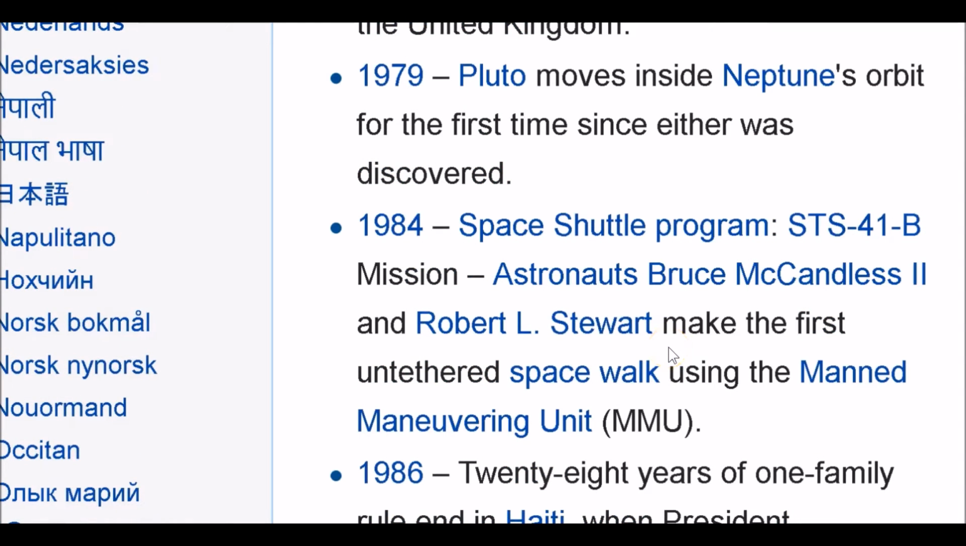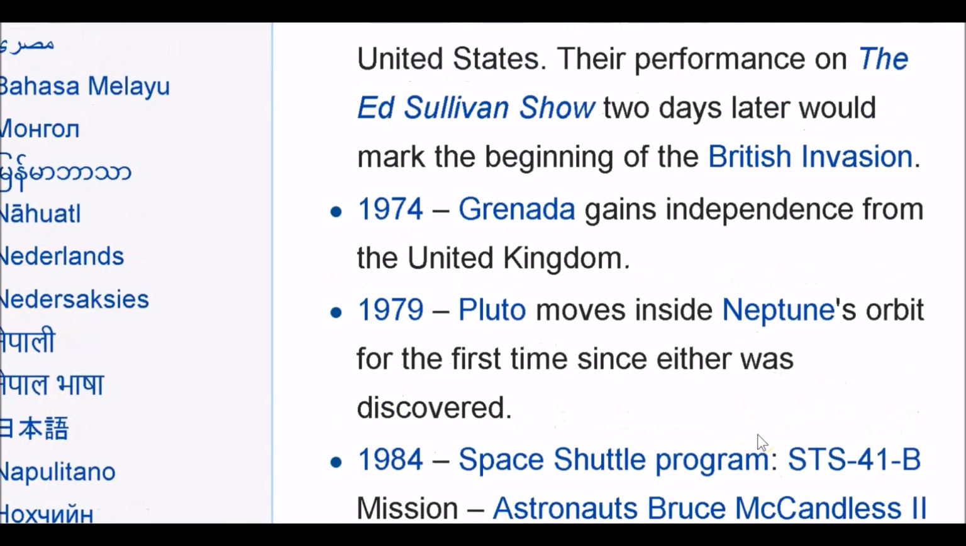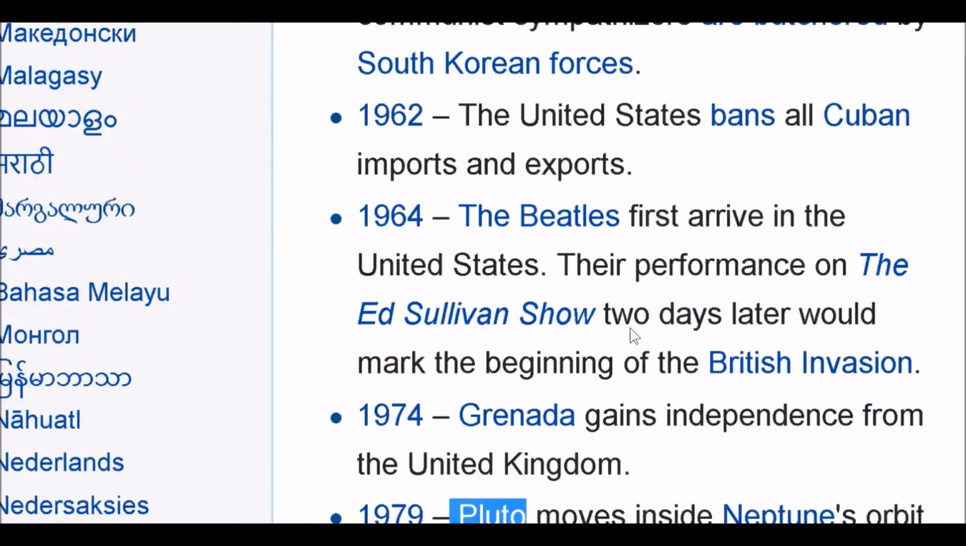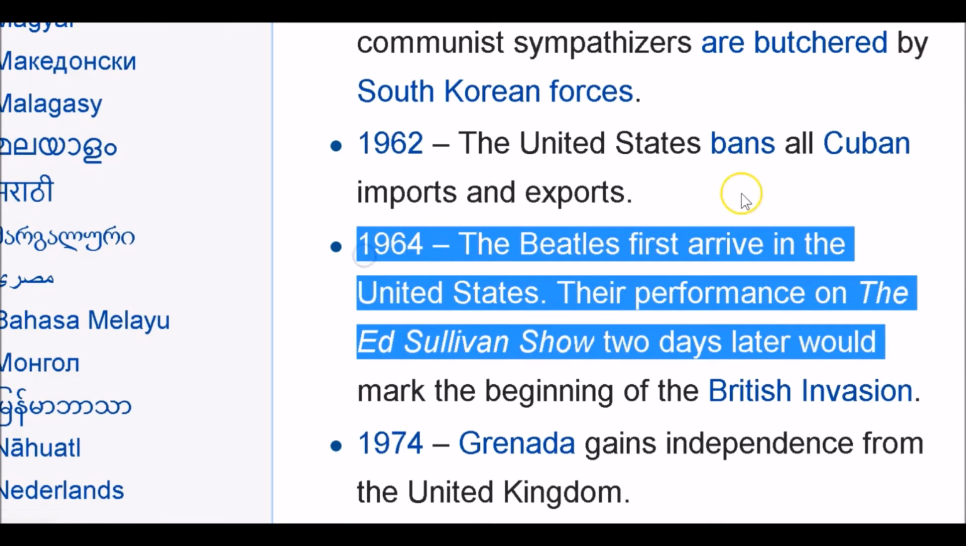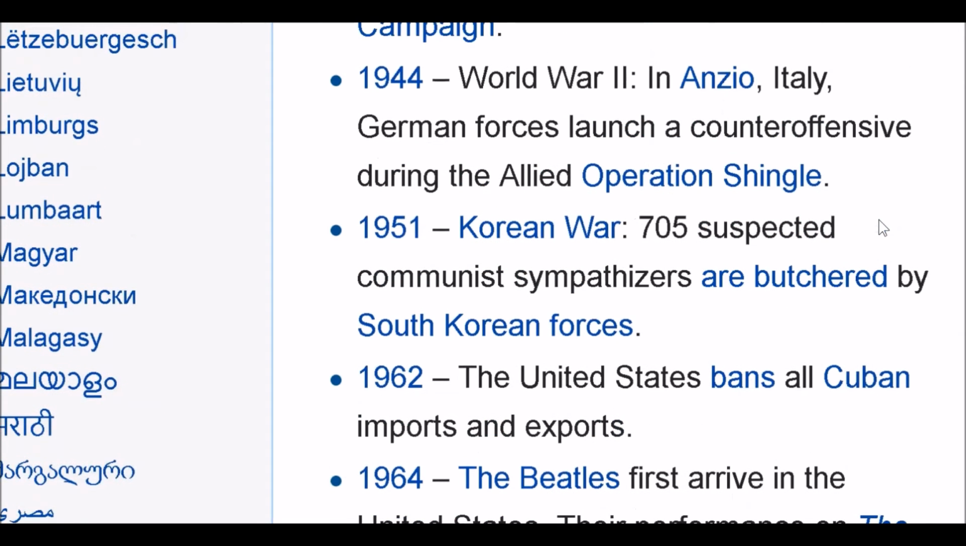A few other things that are important. You know, the first untethered spacewalk. I don't know if those things really happen. Pluto moves inside Neptune's orbit. Pluto is important. I just did a video about more of that symbolism. The Beatles arrive in the United States. So there's kind of like some big beginnings. When we get up to the numbers I'm going to show you, this is a gateway number. There's a gateway number on this date.